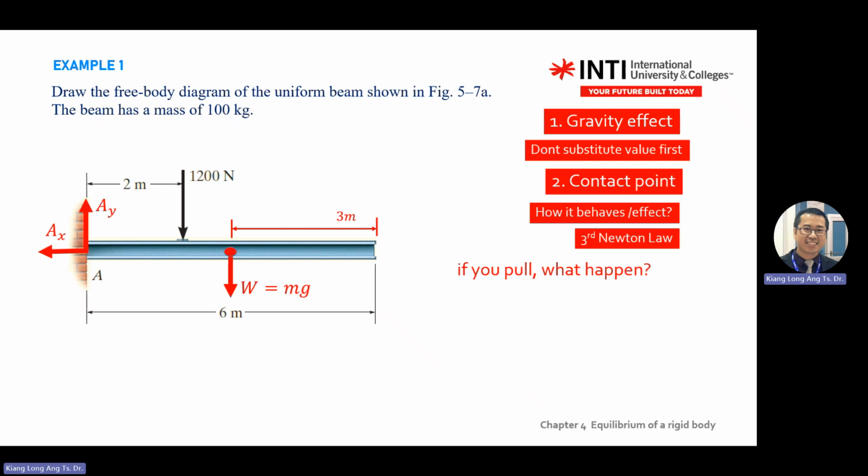But at the end, when you do analysis, you get negative. For example, you get AX equal to negative 10 kilonewton. You need to redraw your free body diagram and flip the direction accordingly. Okay. So this is the process. Then only you complete with values. Then only you calculate values. After you do all the numbering, then only you calculate the values. Okay.